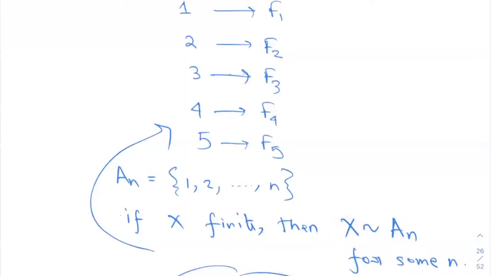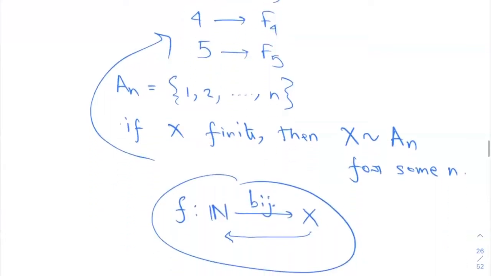Now, what happens if x is not finite, if it becomes infinite? We can still have this notion of counting, because we're just going to generalize the bijection that we had from x to A_n. Instead, we'll have a bijection from the natural numbers N to x, and then I'll count in x because of this bijection. So for example, how do you count in N, the set of natural numbers? You count 1, 2, 3, 4, etc.